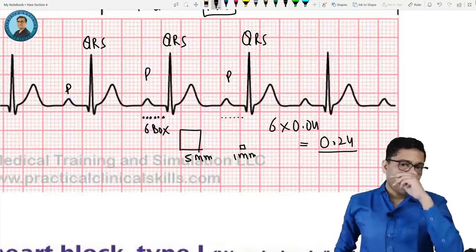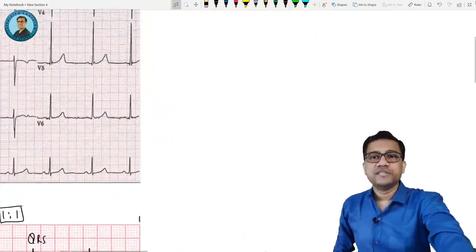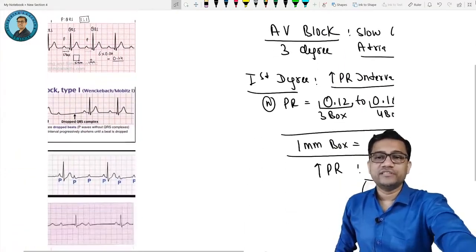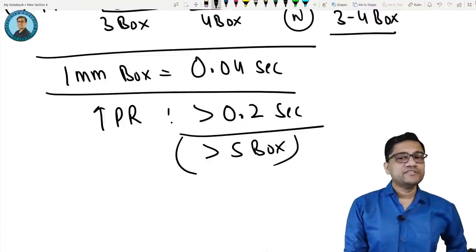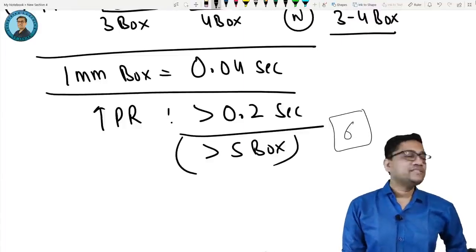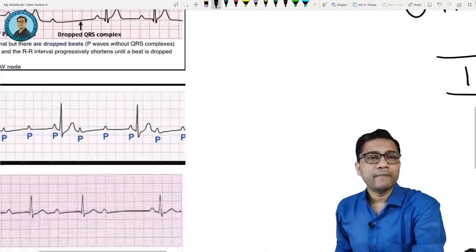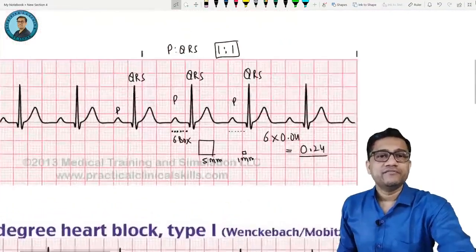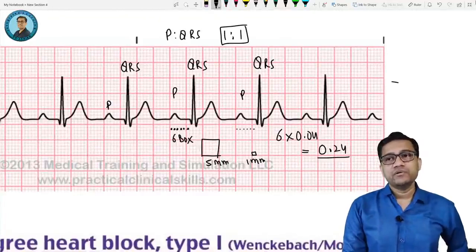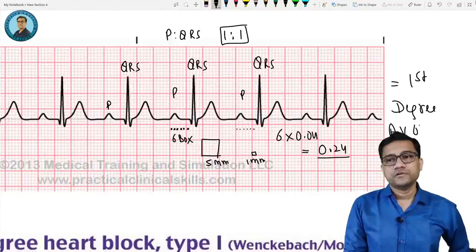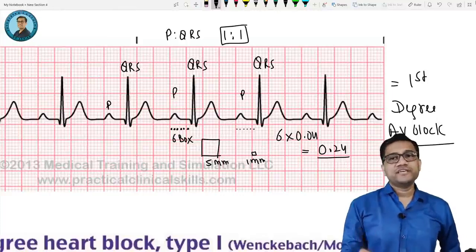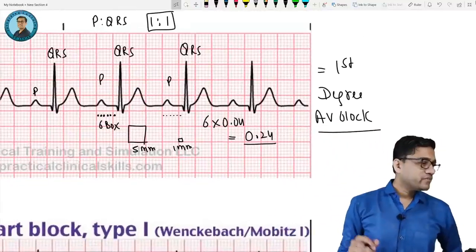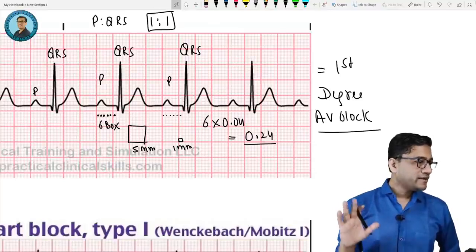And I told you what is normal. 5 boxes are normal. They are which boxes? They are more than 5. And what does more than 5 mean? It is first degree block. So what is the number of boxes? 6. So is 6 normal? No, no, no. It is first degree block. Are you clear? So it is first degree block. I hope it is clear. First degree heart block, AV type. Okay. Fine. All clear.